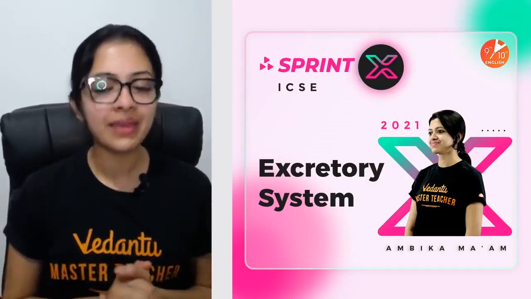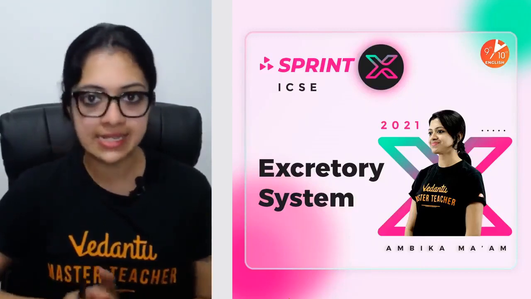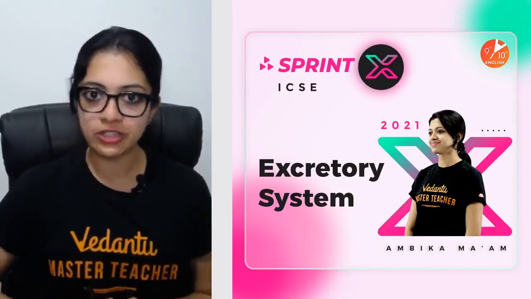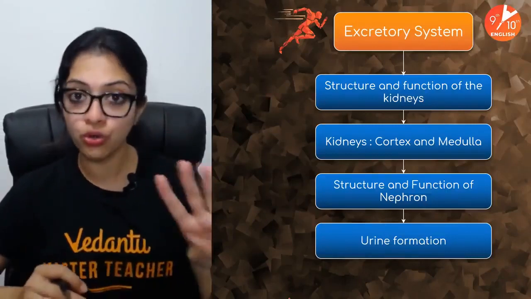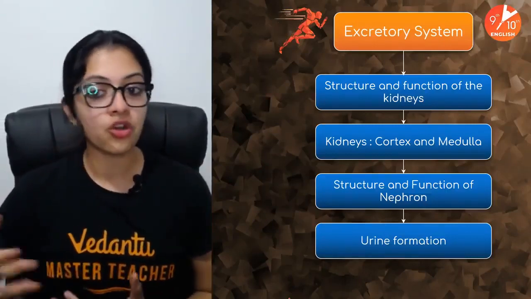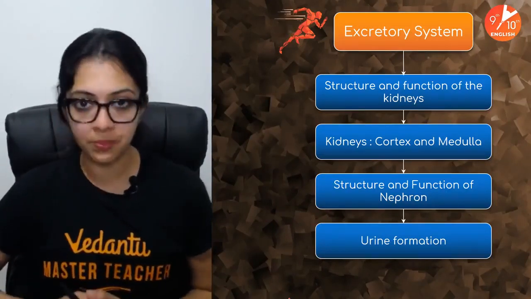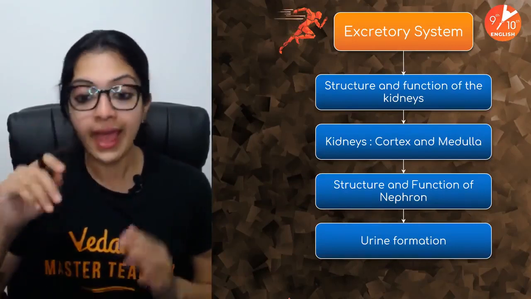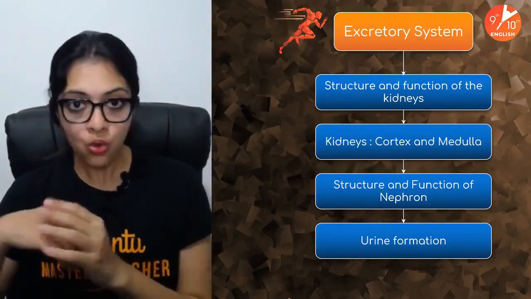All right, and here we get started. We are discussing questions from the chapter Excretory System, again part of human physiology. Broadly, we've divided it into 4 topics, which are structure and function of the kidneys, cortex and medulla, structure and function of the nephron, and urine formation.